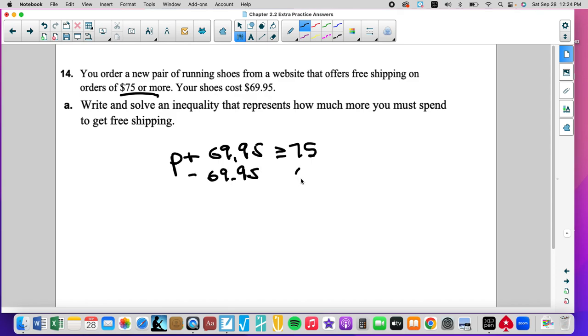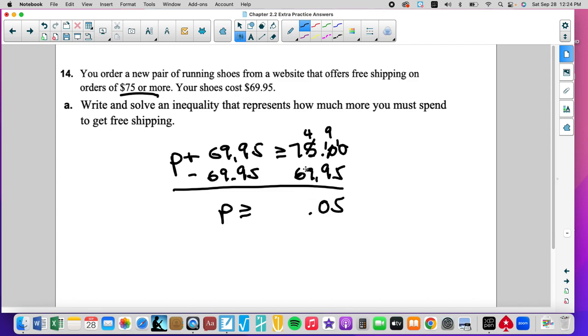69.95. Let's add 2 zeros there. P is greater than or equal to. We have to borrow. That's 5. That's 0. That's a 9. Got to borrow. 9 from 14 is 5. So we have to purchase at least $5.05 more to get free shipping.